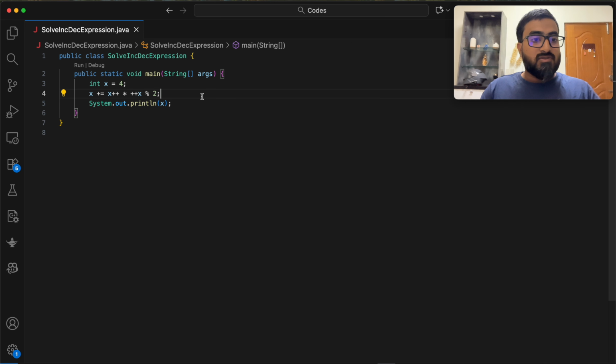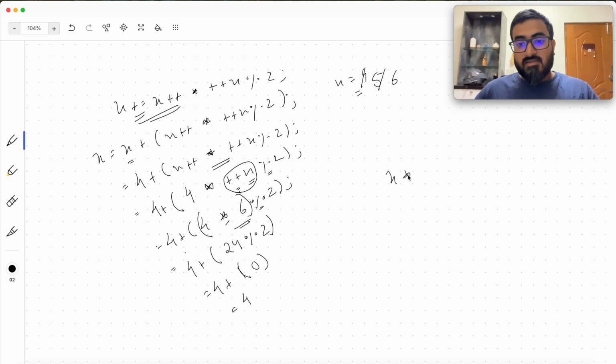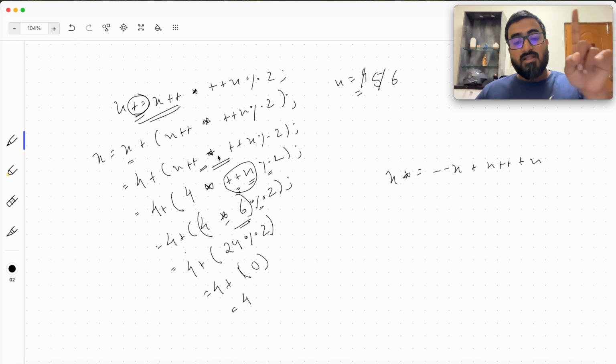We have this expression, where x starts with 4 again. Going back, x * (--x + x++ + ++x). We just exactly follow what we did in the previous case. First expand, then solve the parentheses keeping the precedence of operators in mind. So x * (--x + x++ + ++x), where x equals 4, so we replace this variable by 4.